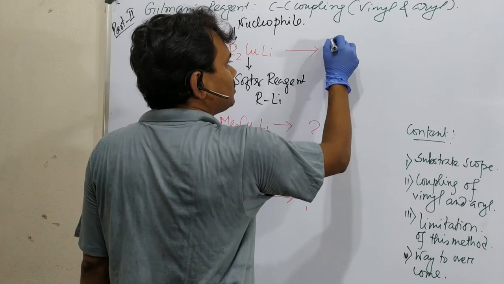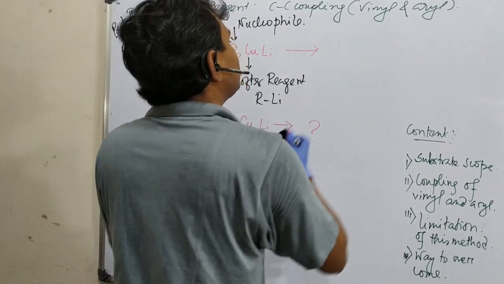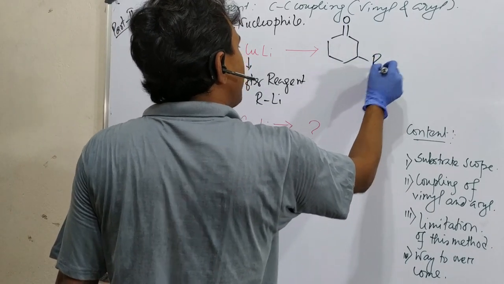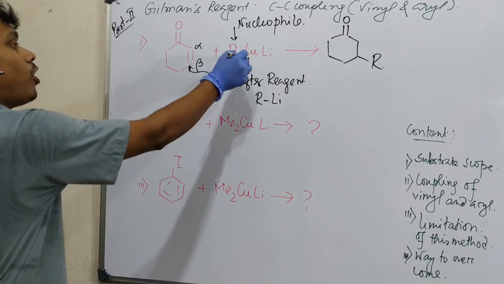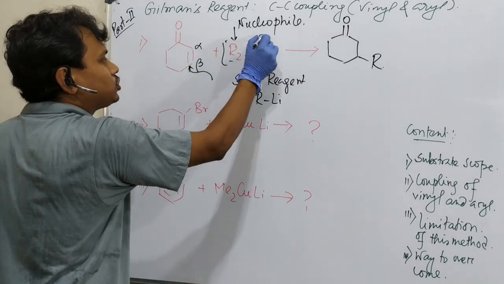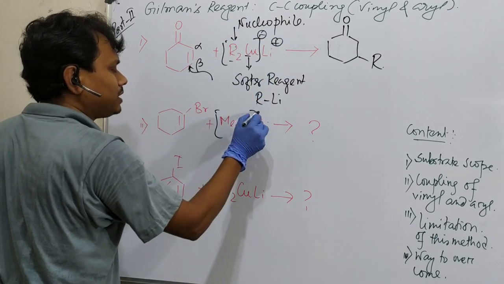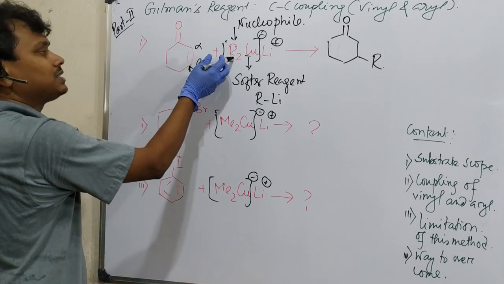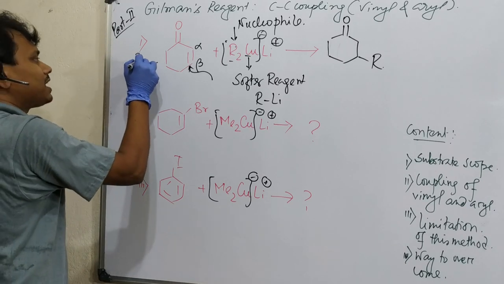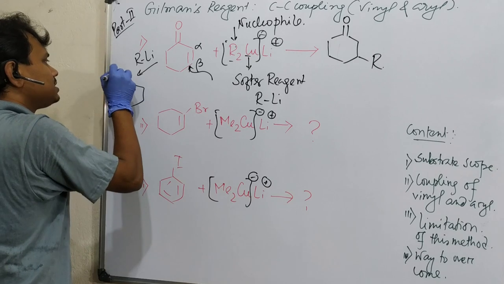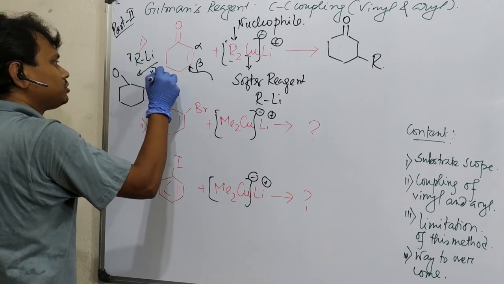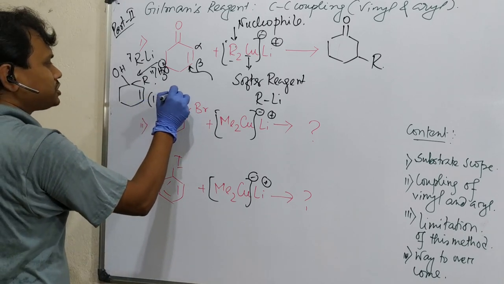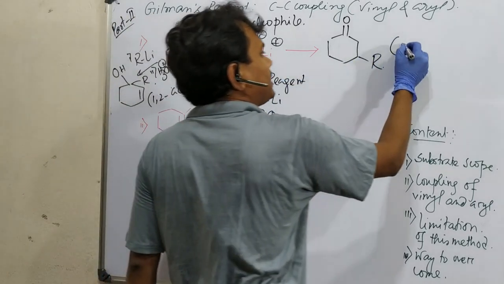Please keep it in mind. So I should write that it results in 1,4 addition. Fine. But if you use alkyl lithium directly instead of this copper reagent, by the way, it should be represented as minus plus always. If I made any mistake, please correct it. If you use only alkyl lithium, it will result in 1,2 addition. First RLi, and second step is H+ or H3O+. So this is OH, this is R. So this is 1,2 addition, and this is 1,4 addition.